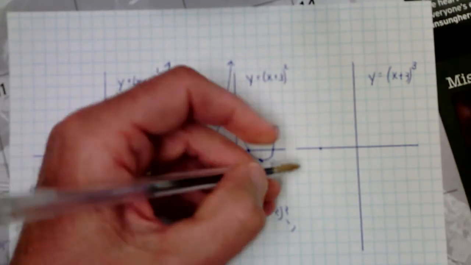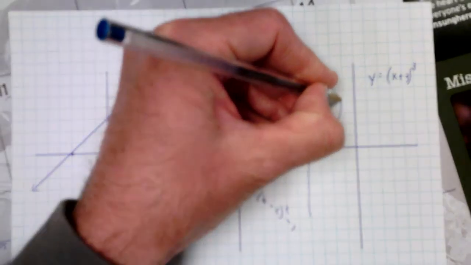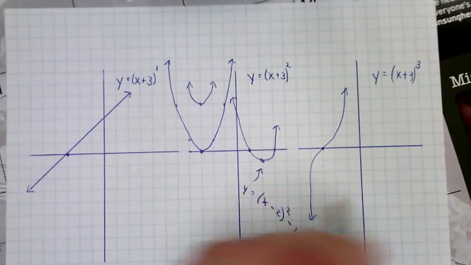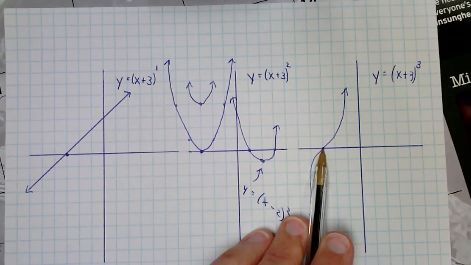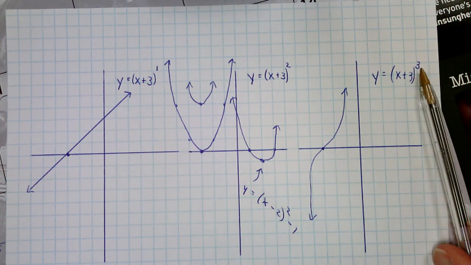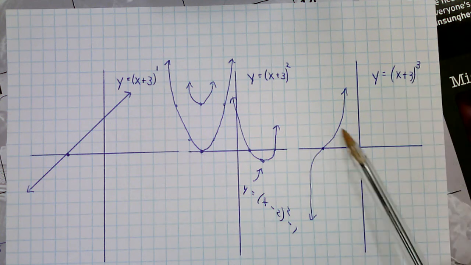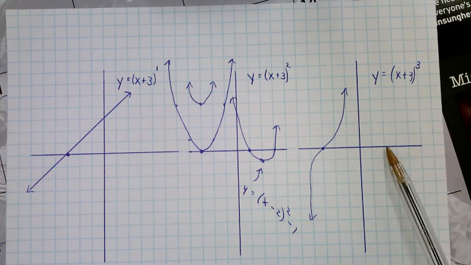The last reminder is over here, it's going to be y equals (x plus 3) cubed. This is the graph that comes up from down below, passes through, and then continues on up like this. Again, x plus 3 means it has an x-intercept at negative 3. It is degree 3, which means it has the potential to intersect the x-axis 3 times.